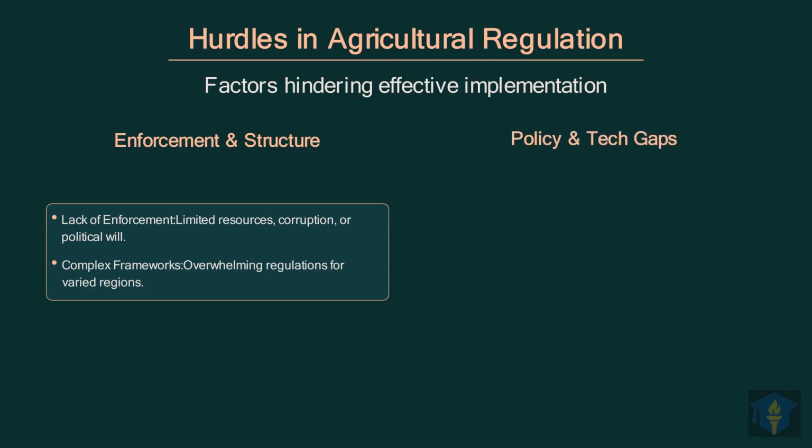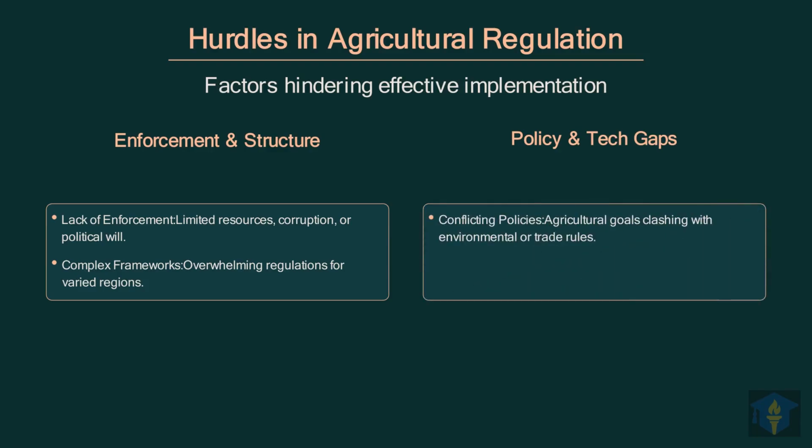Policy and tech gaps create additional implementation challenges. Conflicting policies arise when agricultural goals clash with environmental rules. Slow tech adoption means laws lag behind advancements like GMOs or precision farming. Understanding agricultural land ownership is crucial for agribusiness management.